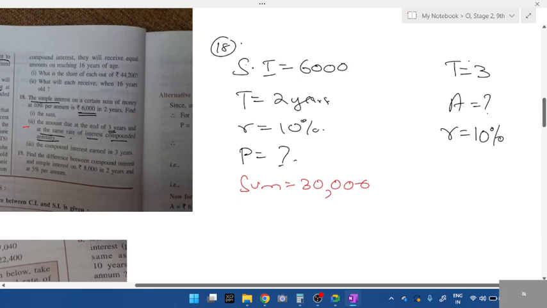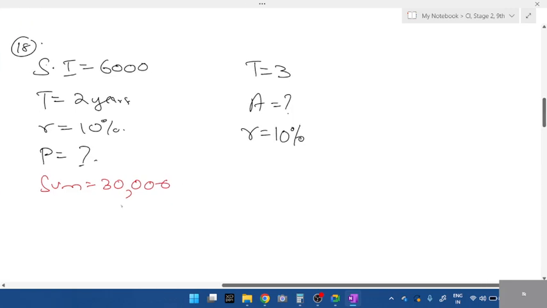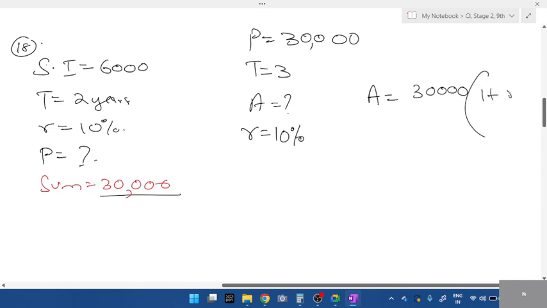So what do you have to find here? Compound. Which concept do you have to use? Simple interest or compound interest? Compound interest. What's the sum you have to take? Take the previous sum itself. What's the principal you have to take? 30,000. Find the compound interest amount value, students. Amount is equal to principal P, 1 plus R by 100. R is 10.